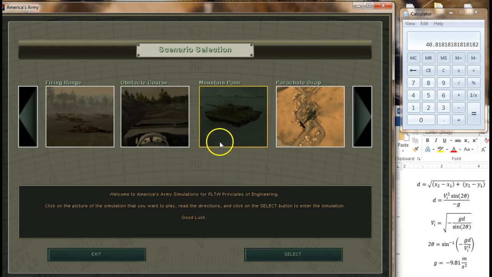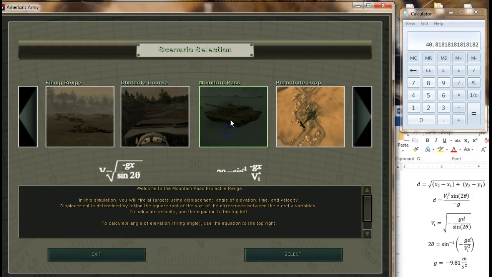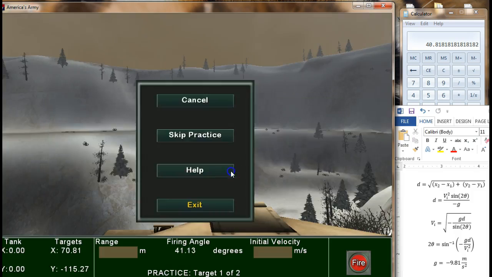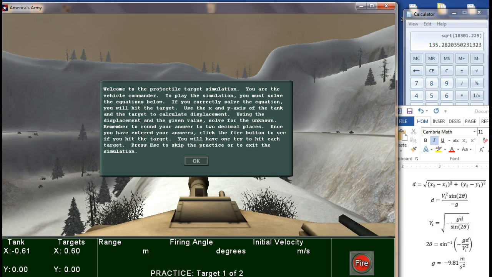Okay, this is part B, which is the green handout, and it's the mountain pass. So I'm going to select that. Okay, over here at the side, I wrote down the formulas that are showing up on the green worksheet. Some of those are hard to read, and I made a couple of other changes.